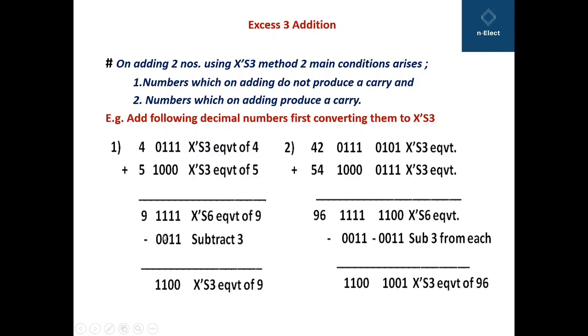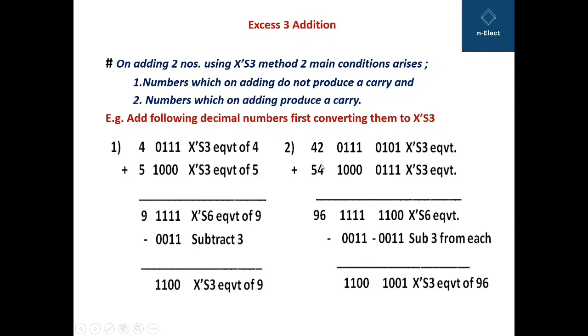So 1111 minus 0011: 1 minus 1 is 0, 1 minus 1 is 0, 1 as it is, 1 as it is. So we are getting here 1100, which is 12. And you can see clearly that XS3 of 9 is 12, and you are getting 12 here. Going on to the next example, 42 plus 54.